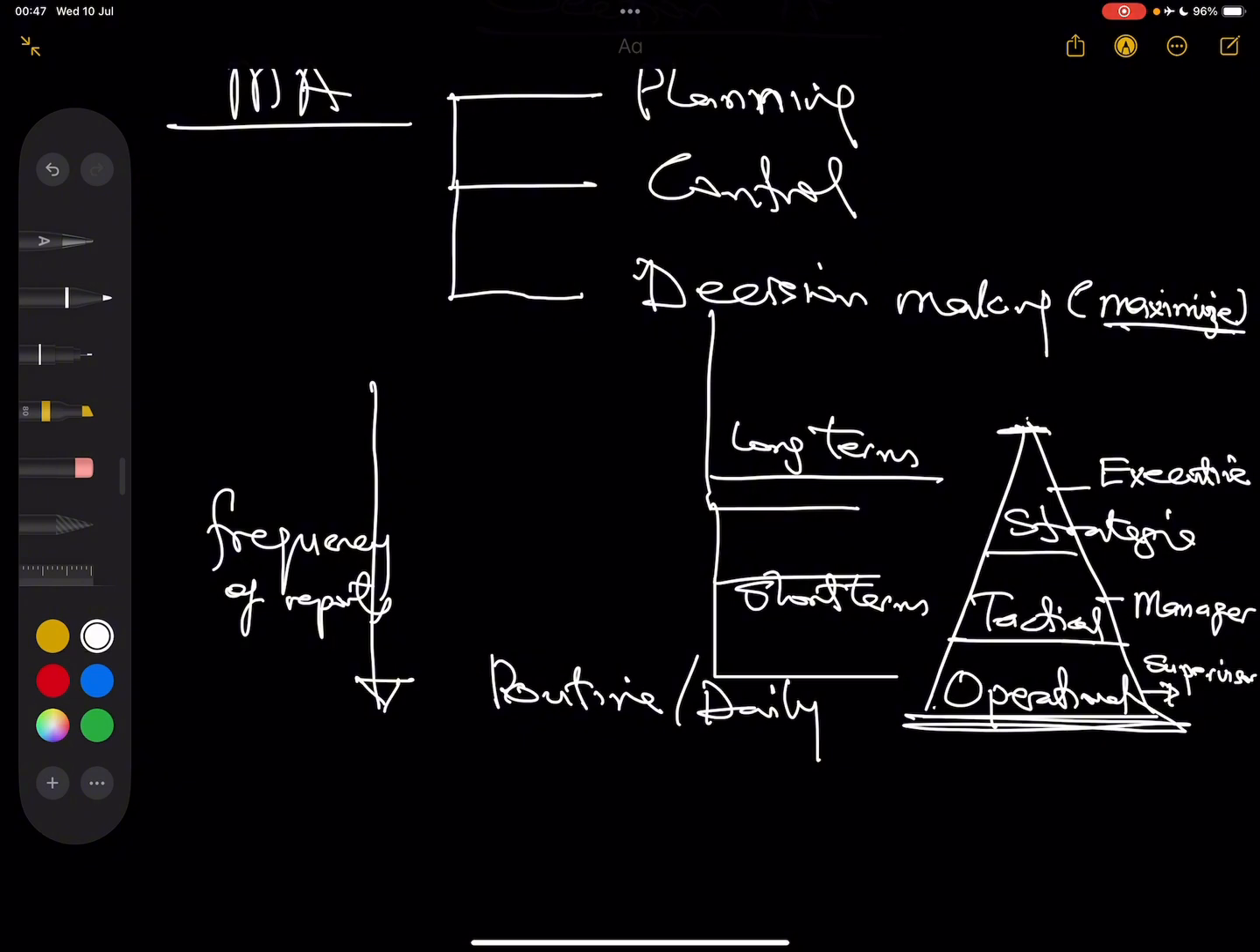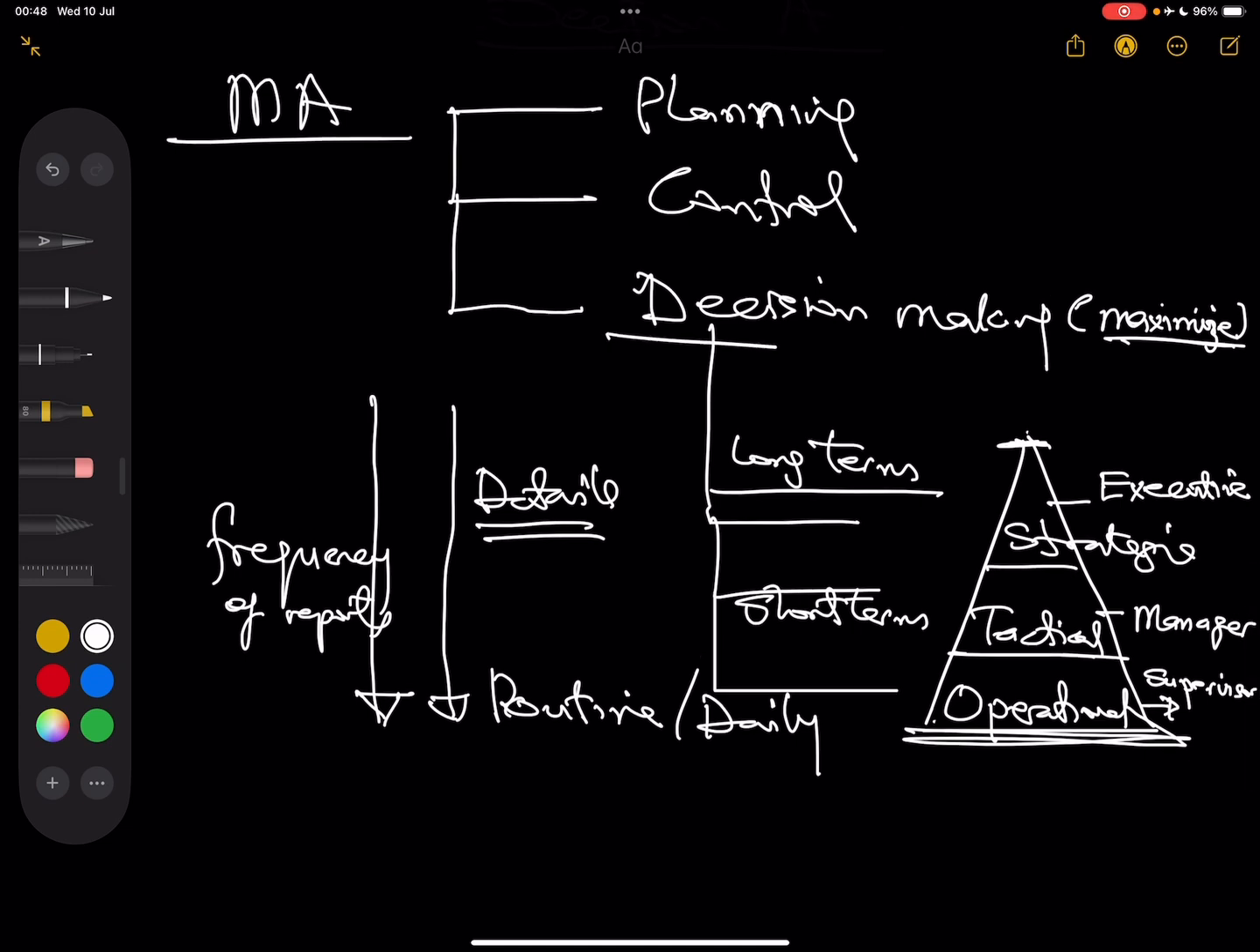Yeah. And the kind of reports that you get as well, in terms of details, also increases downward. So the details of reports that they use at those levels also increases from strategic to operational. That is most detailed. Okay, so those are the levels at which decisions are taken in any organization.